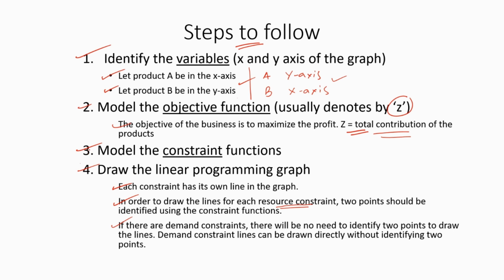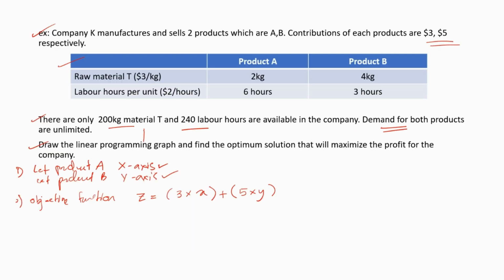The third step, model the constraint functions. Now we know there are two resource constraints, material T and labor hours. Now what we have to do is model functions for each constraint. So the third step. So this is the function for material T.